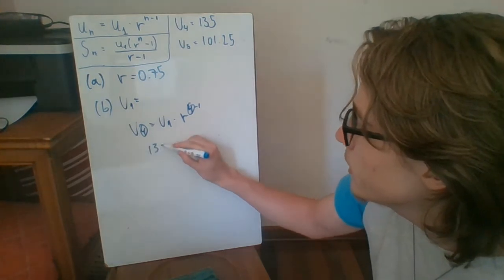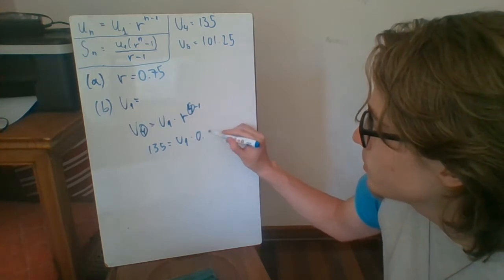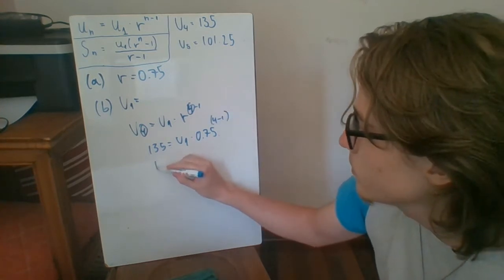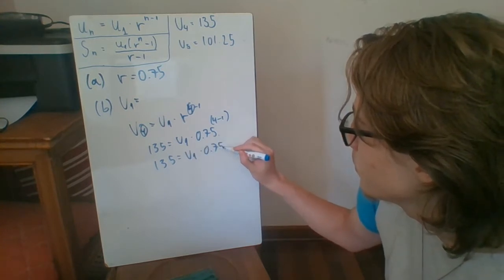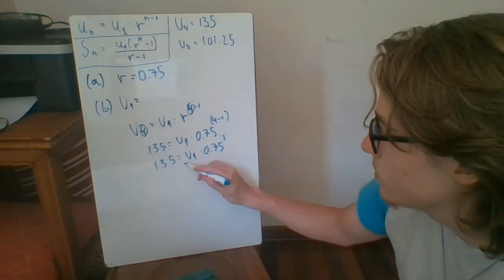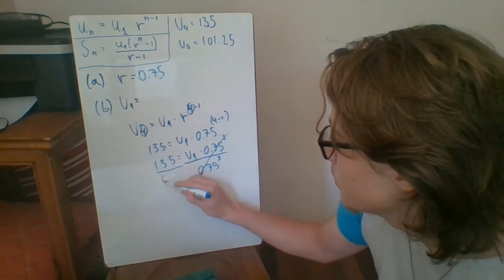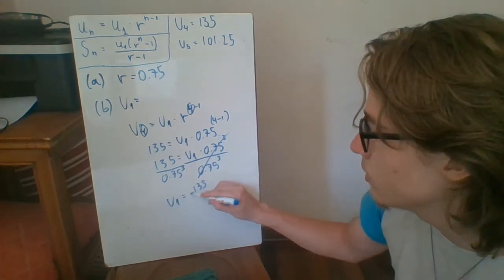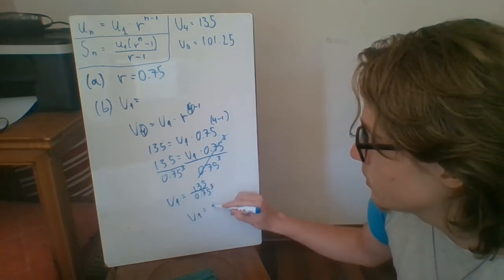So U4 is 135. We don't know what U1 is. We do know that R is 0.75. And on the top we have 4 minus 1, so the exponent goes to 3. We want to leave U1 alone, so we divide both sides by 0.75 to the power 3. It cancels out. If you plug this into your graphing calculator, which you should have for this part of the test, it gives you that U1 is 320.